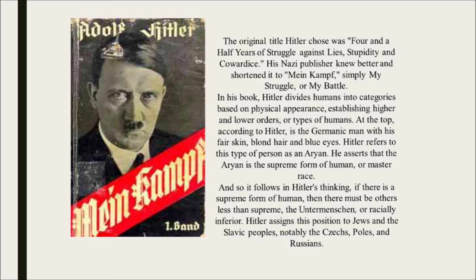And he bases it on physical appearance and higher and lower orders and so on. Now, according to Hitler, the Germanic man and woman with fair skin, blonde hair, and blue eyes is at the top of everything. So then there's people that say, well, why did he say that? Because he's not even like that. Look at him. He doesn't have blonde hair and blue eyes.